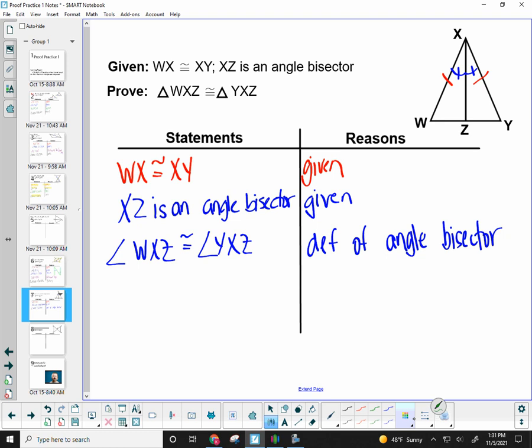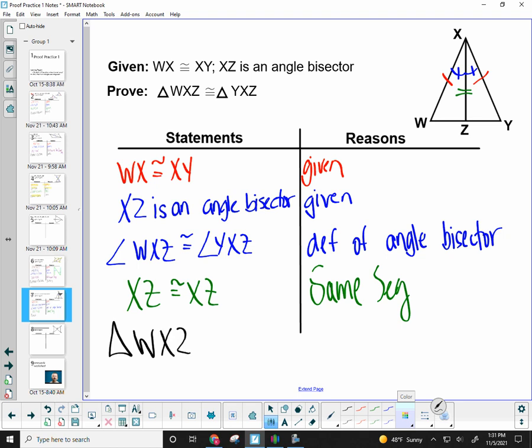Okay, so is there something else? Good. So XZ or ZX, whichever, is congruent to XZ. Why is that? Same segment, or reflexive. Okay, now we have three congruency statements. Is it a good combination? Yep, what do we have? Side angle side. So we have triangle WXZ is congruent to triangle YXZ. It's a side angle side.